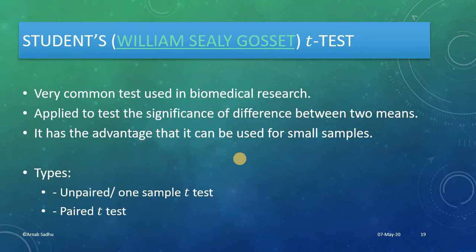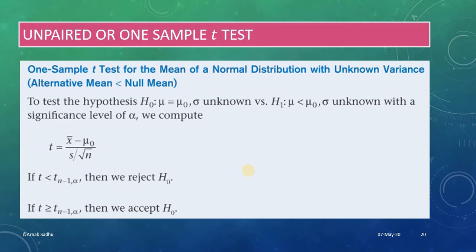So there are two types, one sample t-test and paired t-test. In case of unpaired t-test, it is also called one sample t-test or one-tailed, and paired t-test is called two-tailed. So what is the unpaired or one sample t-test? It is a one sample t-test for the mean of a normal distribution. Here the variance or the standard deviation of the population is unknown, so you will use the sample standard deviation. That is the difference between the t-test and the z-test, where in the case of z-test you know the population standard deviation. Here you do not know the population standard deviation, you have to work with the sample standard deviation.